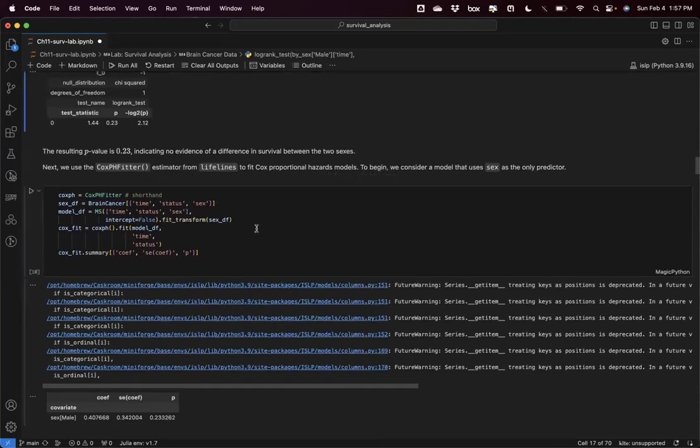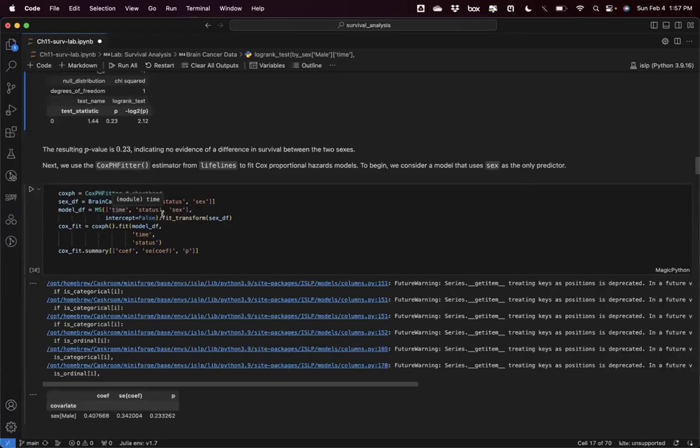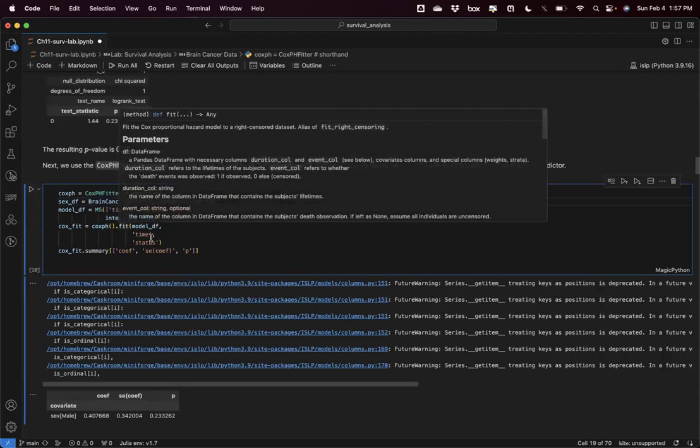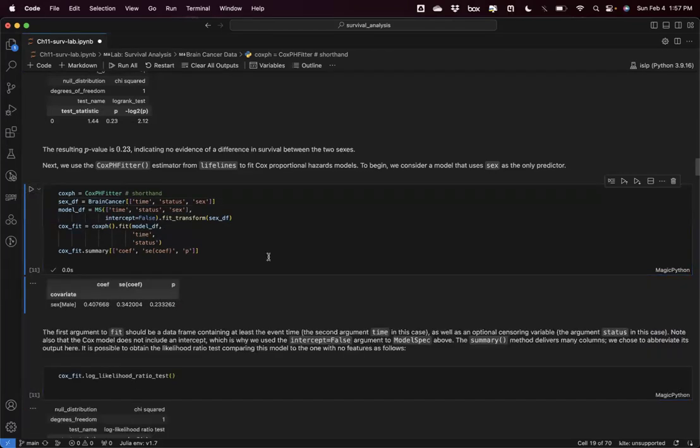Next, we're going to calculate the Cox proportional hazards, and these are the instructions. We instantiate the function, CoxPHFitter, then we create a data frame from the time and the status, which is the component for the censored survival object, and then the sex. Then we fit the model and calculate the covariate estimates of the regressors. All right, so let's do this.